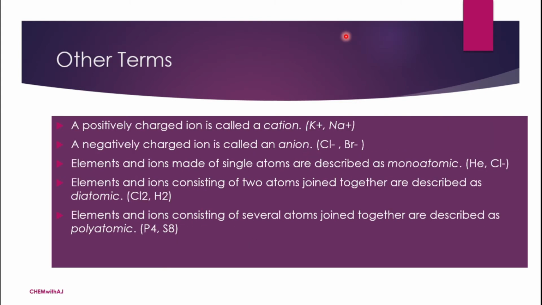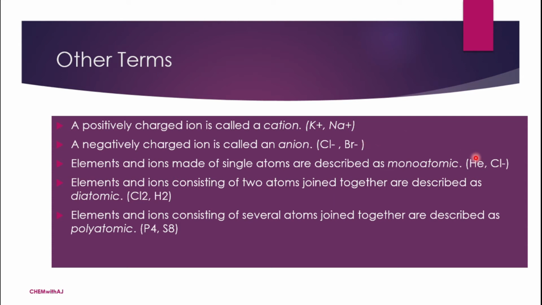Then we have some other terms we need to know as well. We need to know that a cation is a positively charged ion, and that an anion is a negatively charged ion. Examples of cations are all the metals, usually, so here we have potassium cation, sodium cation. Here we have a chloride ion and a bromide ion. Both are anions.